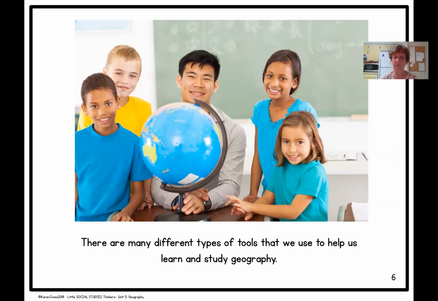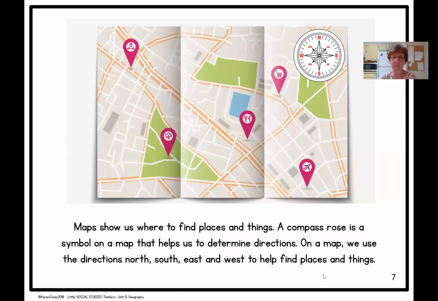There are many different types of tools that we use to help us learn and study geography. And I bet you can tell me what that one is because we have them in the classroom. If you said that it was a globe, you are correct. Maps show us where to find places and things. So there's a definition we want to remember. Maps show us where to find places and things. Okay, this is a map. It's helping us to find the airport, a restaurant, a gym, grocery store, farm.